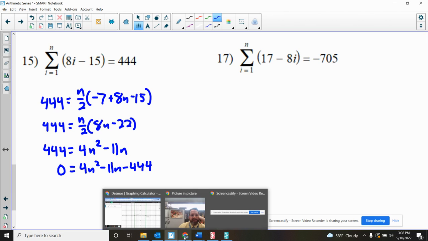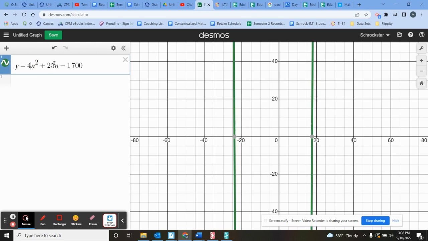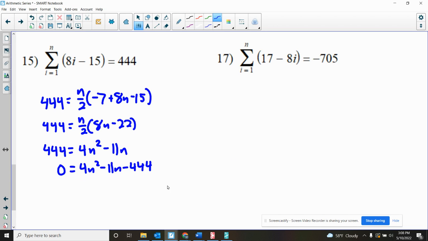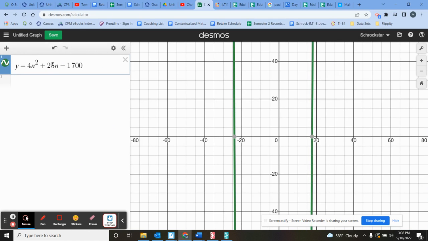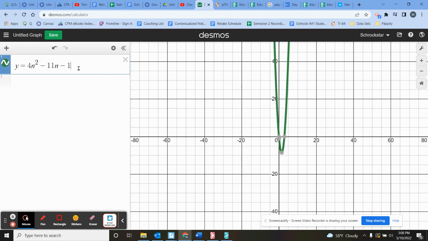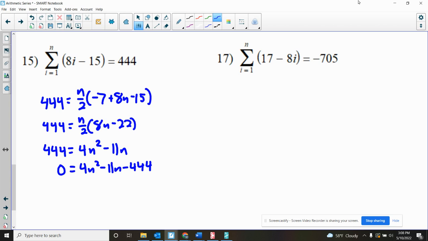I'm going to once again use my graph to help me solve things out. So it's a 4n squared minus 11n minus 444. Don't care about the negative one. I only want the positive whole number answer on the other side. So our number of terms this time ends up being 12. If you do ever get a result that isn't a positive whole number, that means you made a mistake somewhere. So go back, see if you can figure out where that error was.